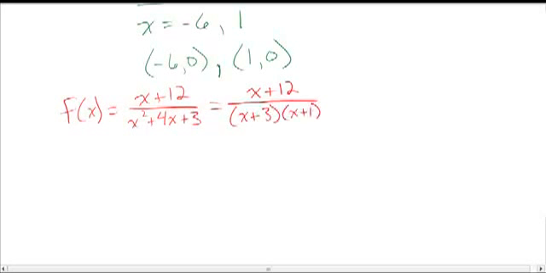So now you're thinking, what values of x would make that denominator equal 0? Well, x equals negative 3 would, because if you plugged negative 3 in right there, that first factor would be 0. And x equals negative 1 would also, because it would make the second factor 0. So what we're saying then is the domain of this function is all real numbers except these two, except negative 3 and negative 1.